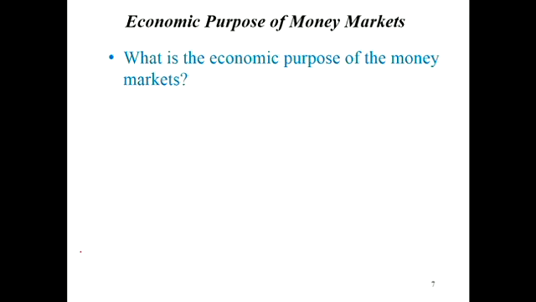So has anyone read your book enough to know what the economic purpose of the money markets is? Why do we actually have these things? They're definitely separate from the bond market. They're definitely separate from the equities. They're separate from derivatives and all that. Why do we have a separate group of markets for the money markets? What are they there to do in terms of making our economy run smoothly?